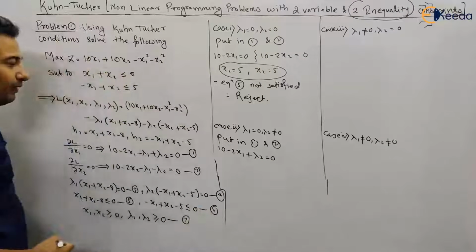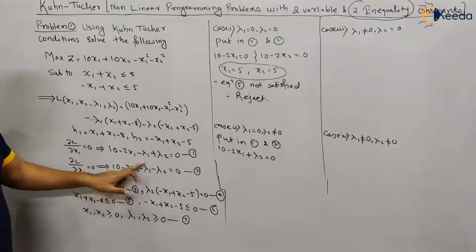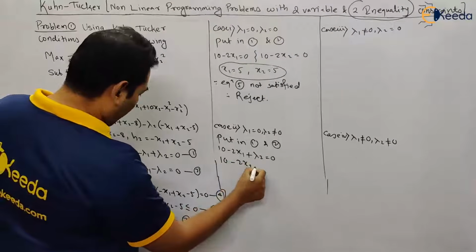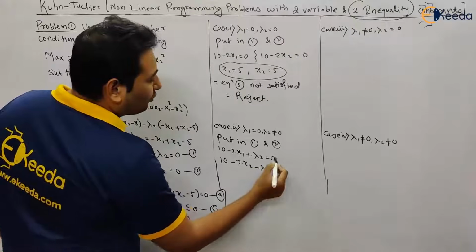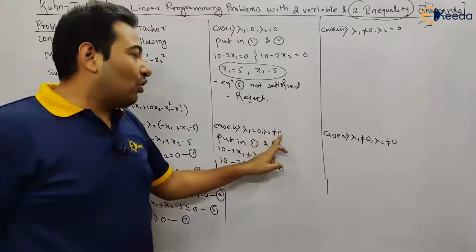And if I put lambda 1 equal to 0 in equation number 2, it will be 10 minus 2x2 minus lambda 2 equal to 0. What next? Lambda 2 not equal to 0.